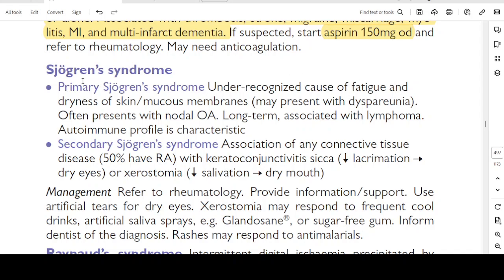Primary Sjogren's syndrome, an under-recognized cause of fatigue, dryness of the skin, mucous membranes, may present with dyspareunia. Often presents with nodal osteoarthritis, long-term associated with lymphoma. Autoimmune profile is characteristic of primary Sjogren's syndrome.